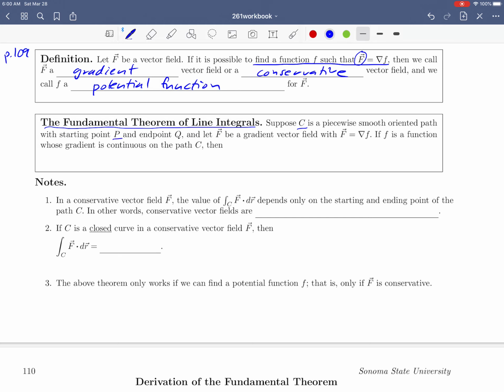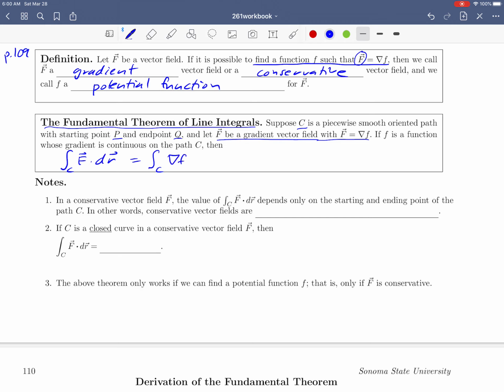Let's read this together. So we're going to start with a curve C that has some nice properties. It's smooth. And we have a starting point P and an ending point Q. And we'll suppose that capital F is a gradient vector field, one that has this special property that we can find a scalar function whose gradient equals the field.